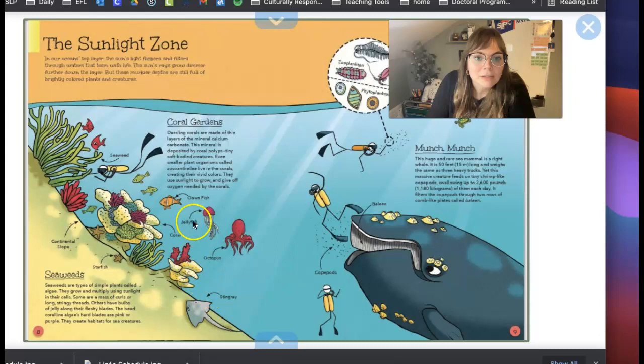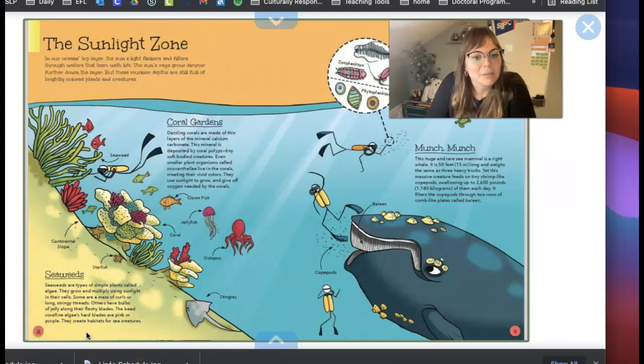Here I notice labels attached to the pictures of different creatures that live in the sunlight zone. Seaweed, it's not a creature, but it is a living plant. Seaweed lives here. Clownfish, jellyfish, coral, octopus, stingray, starfish, and this slope is called the continental slope. Let's learn about seaweed.